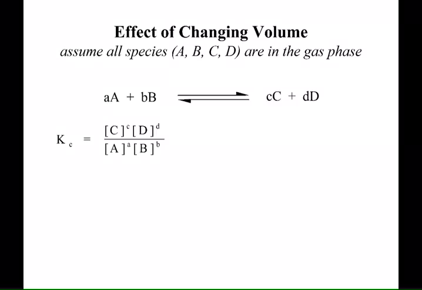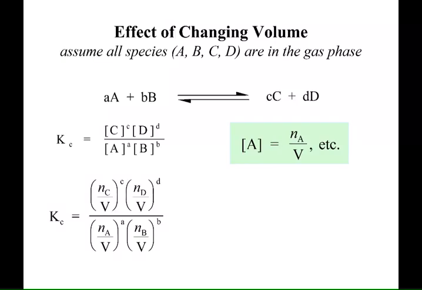Don't worry if you don't follow the proof, but maybe you will. Our equilibrium constant expression looks like this. Of course, brackets mean molarity, so I'm going to start there and break that out. For each one of those molar concentrations, I can break it down into moles of that component divided by volume, moles of that component divided by volume, moles of that component divided by volume, moles of that component divided by volume.